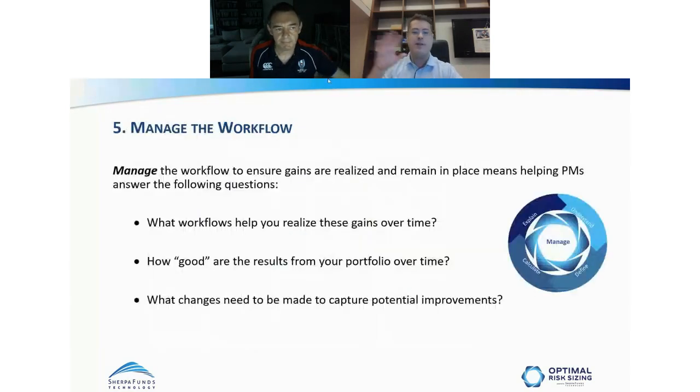So the last segment of our 5 stages is manage, and managing the workflow. If you're doing all of this right, and you get to the end and you've built the best portfolio and you feel like you have a very good understanding of it, this is an ongoing process. You are going to have assets come into the portfolio and assets go out of the portfolio, and keeping this process flowing and functional, in a way that the PM is doing this consistently, driving the value and realizing the results they expect, is really what the management component is all about.